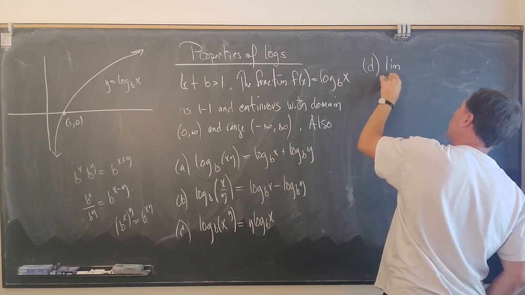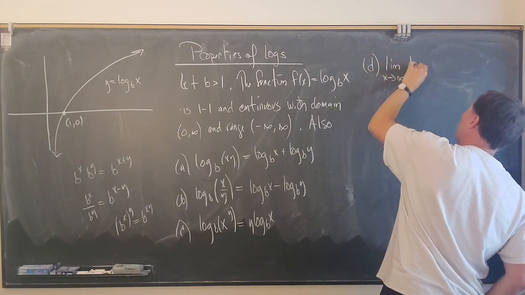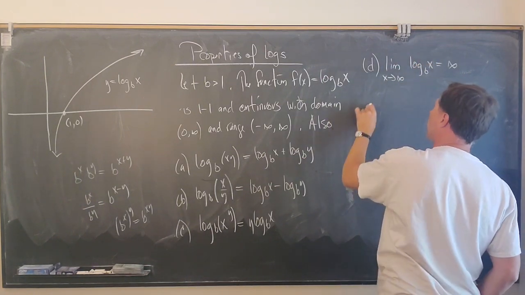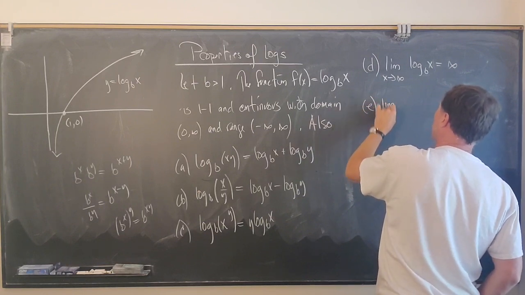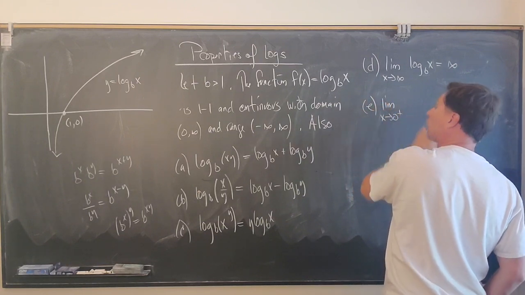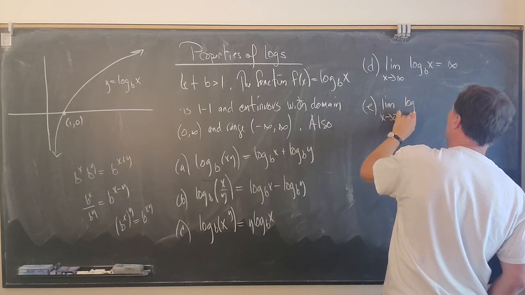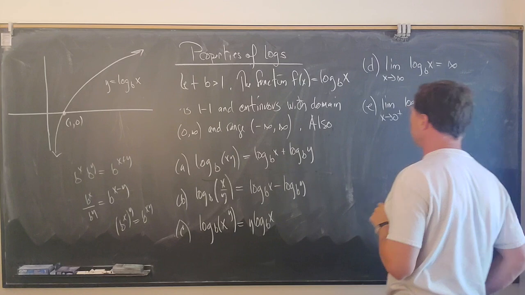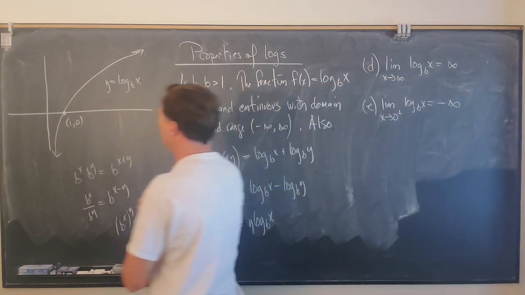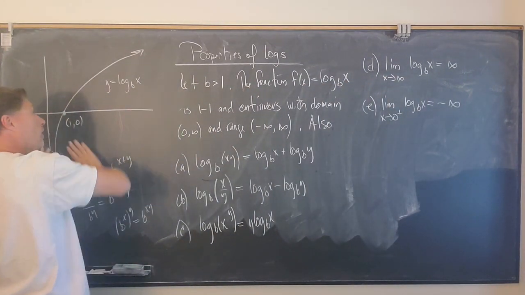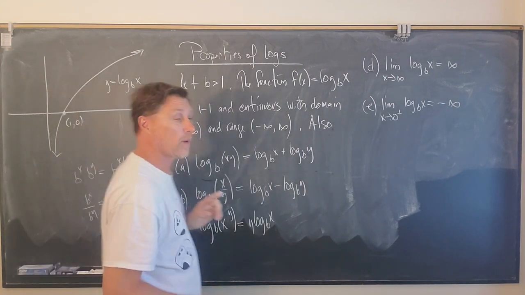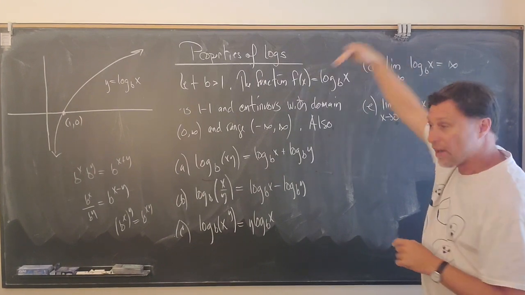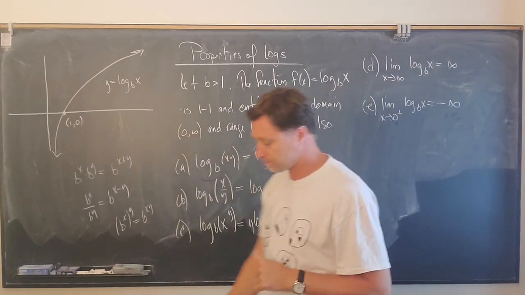The limit as x goes to infinity of log base b of x is equal to infinity. And the last one, the limit as x approaches 0 from the positive side of log base b of x is equal to minus infinity. So what that tells us is the log function has a vertical asymptote at 0. As we approach 0 from the right-hand side, the graph is dropping down to negative infinity.